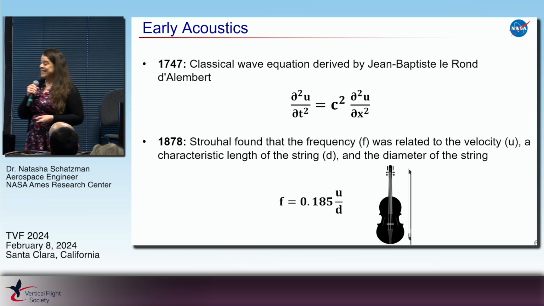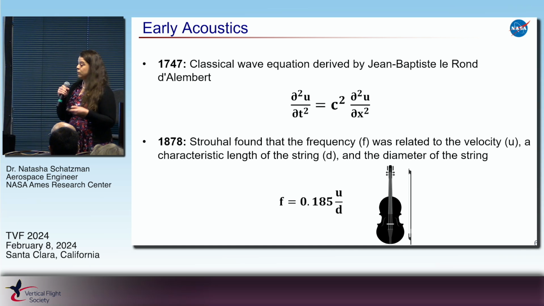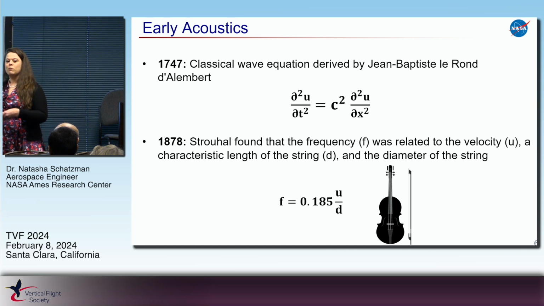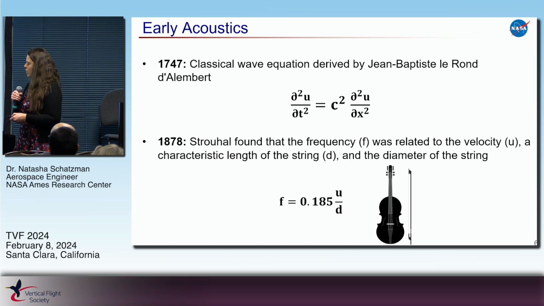Now, in 1878, Strouhal found that there was a relationship between frequency and the velocity and length of a string and the diameter of the string. I put a violin here because you can imagine during that time something of interest to people was the beautiful violin, those kinds of instruments. So these are two early acoustic equations that start the foundation for rotorcraft acoustics.